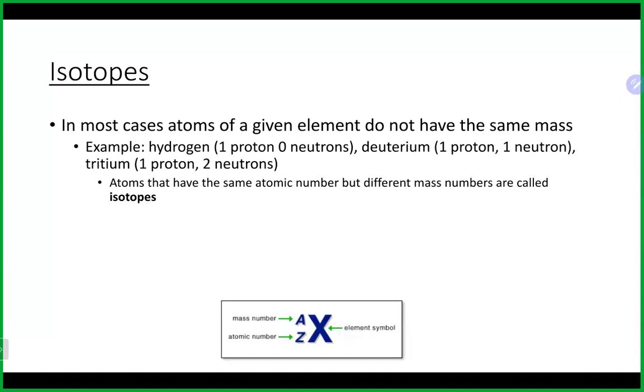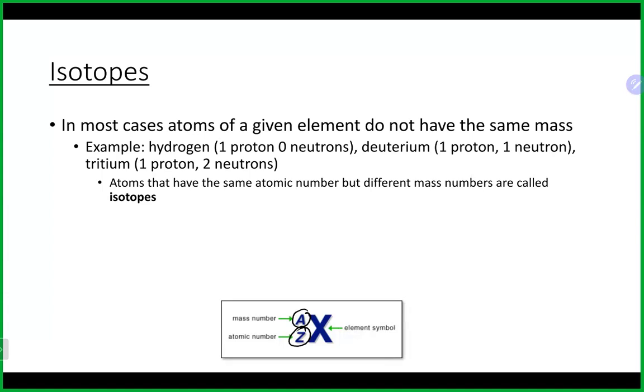When we write isotopes, we can include the mass number and the atomic number. The mass number goes upper left of the symbol, and the atomic number goes lower left of the symbol. So for example, if we look at hydrogen, it has, as I just mentioned, one proton and no neutrons. Deuterium, which is sometimes referred to as heavy hydrogen, has one proton and one neutron. And tritium, the radioactive version of hydrogen, has one proton and two neutrons.